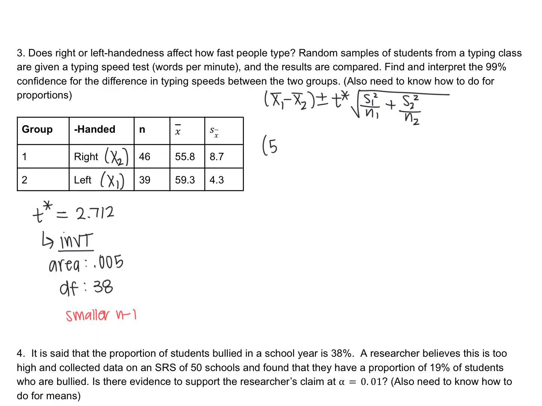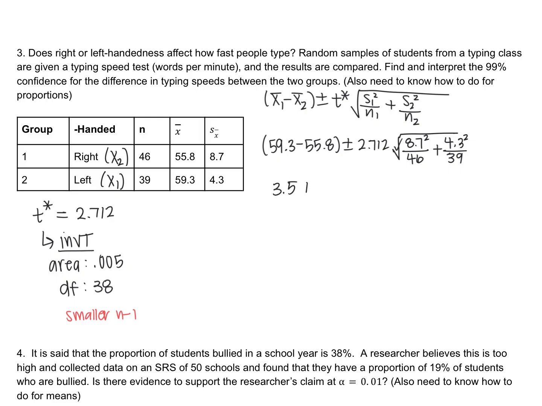So we're going to have 59.3 minus 55.8 plus or minus 2.712 times the square root of 8.7 squared over 46 plus 4.3 squared over 39. And again, I will always show all of the work. You just have to set up the formula and you can give me the interval itself.